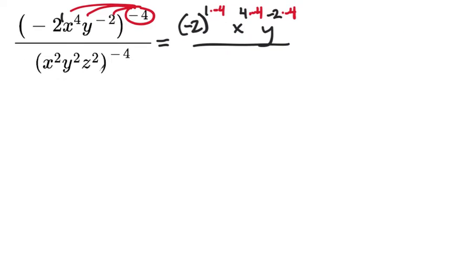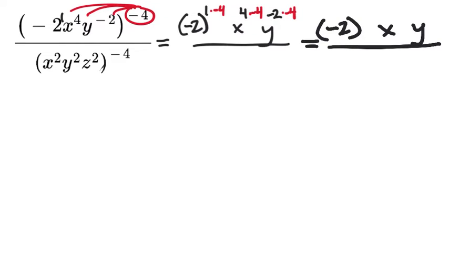So that's going to give us new exponents for each. And we'll deal with the -2 in parentheses here in just a second, but let's figure out what exponents we have. So that'd be -2 to the power of 1 times -4 is -4. X to the power of 4 times -4 is -16. And y to the power of -2 times -4 is +8.